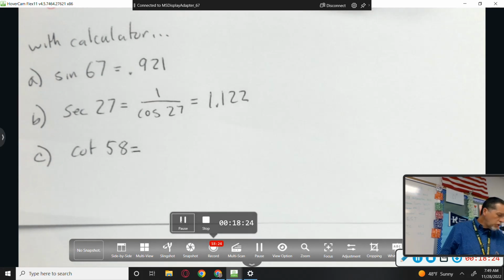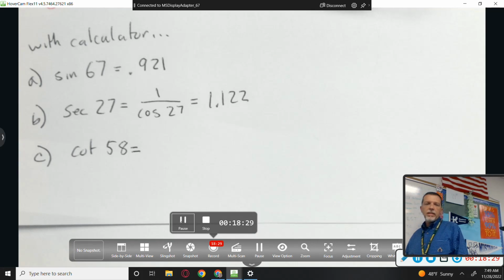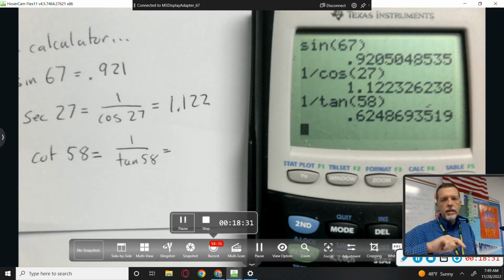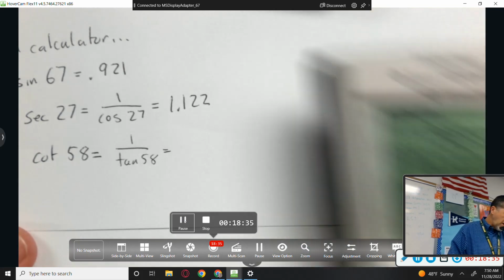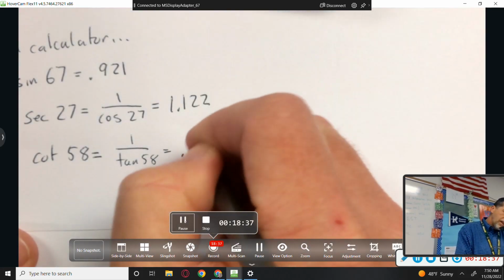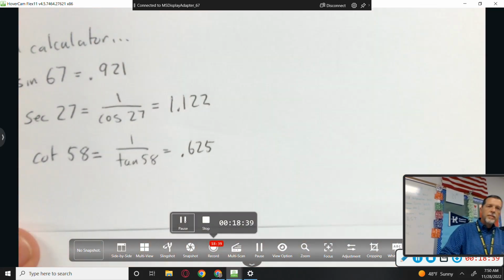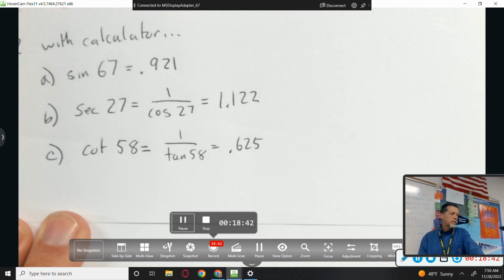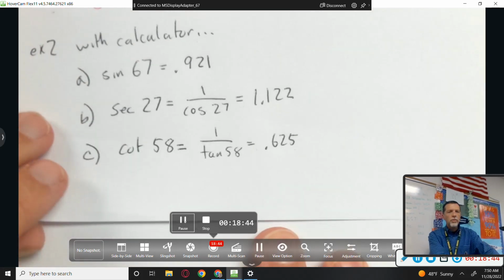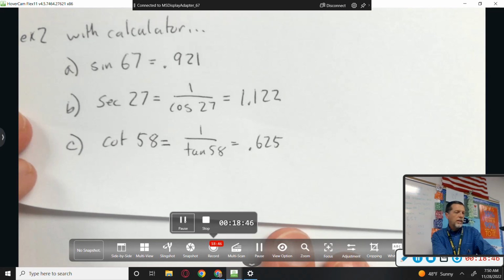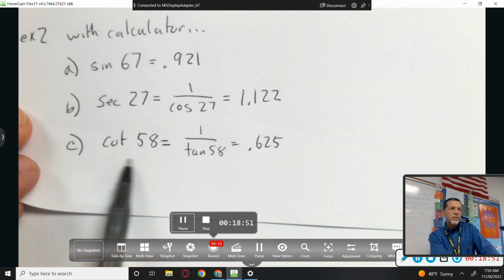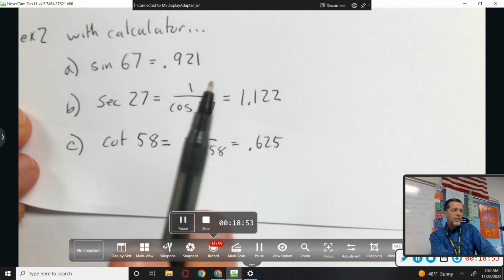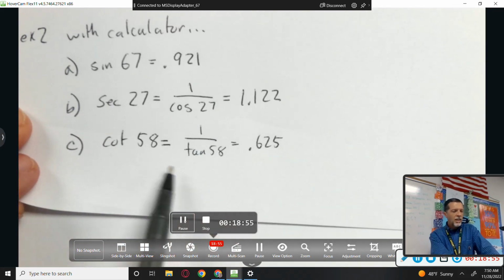And why don't you try the cotangent of 58? So that's 1 over the tangent of 58, 0.625. Pretty easy stuff there. Any questions on that? Again, you got to know who the partners are. That's the big thing for today. Secant, cosine, cosecant, sine, tangent, and cotangent.